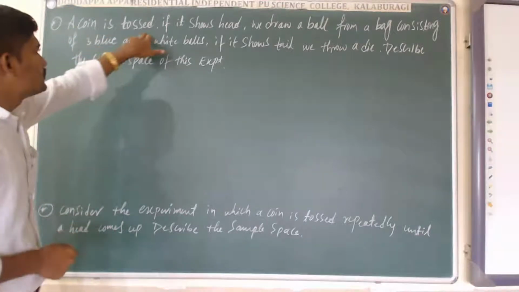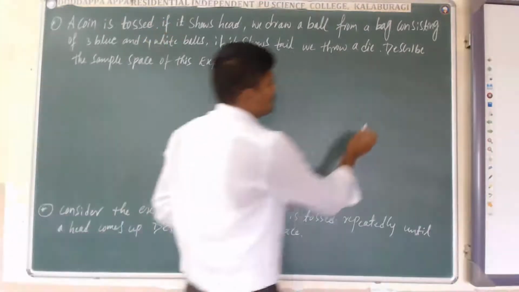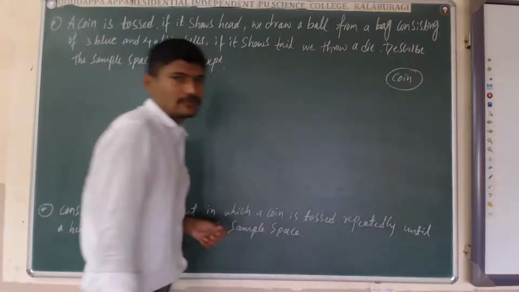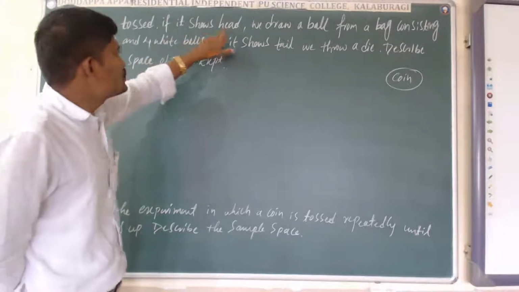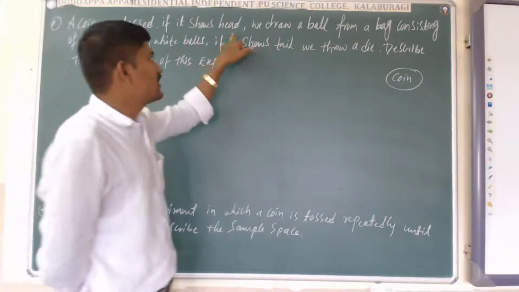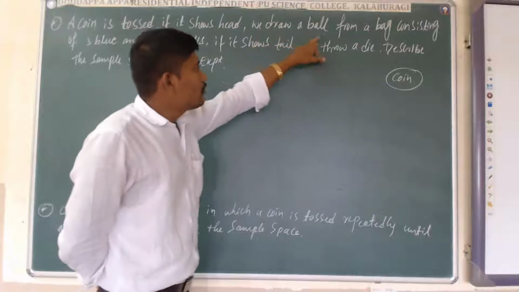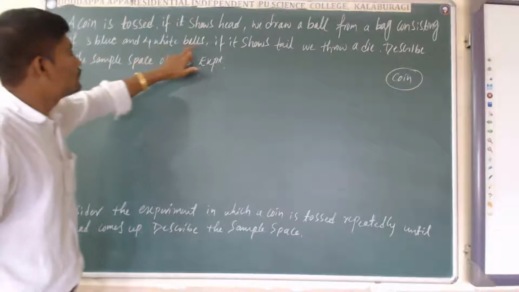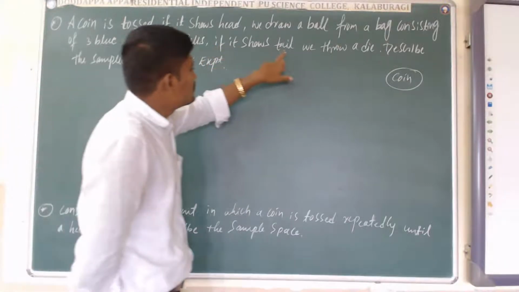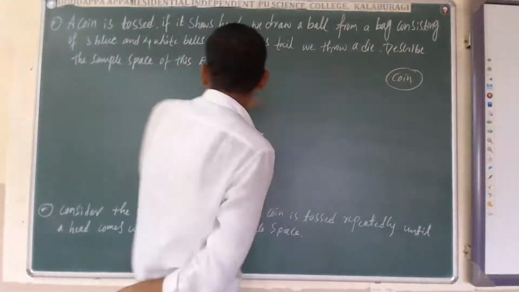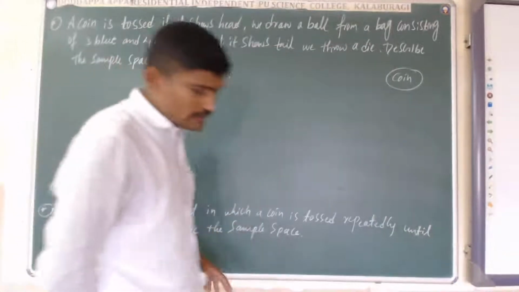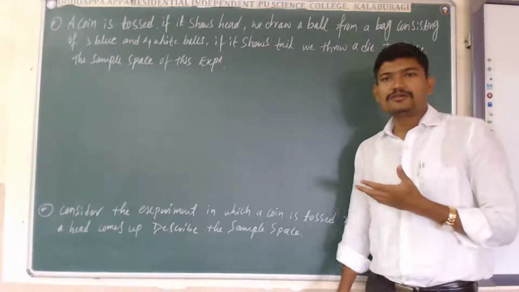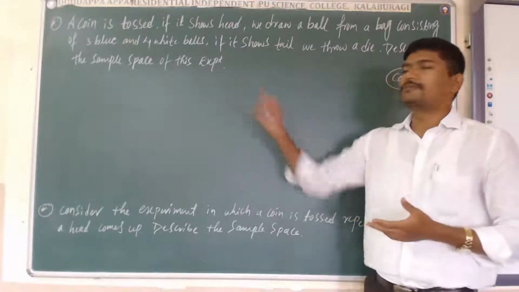A coin is tossed. If it shows head, we draw a ball from a bag consisting of 3 blue and 4 white balls. If it shows a tail, we throw a die. Describe the sample space of this experiment. Listen here. This is one of the best example experiments of the sample space.